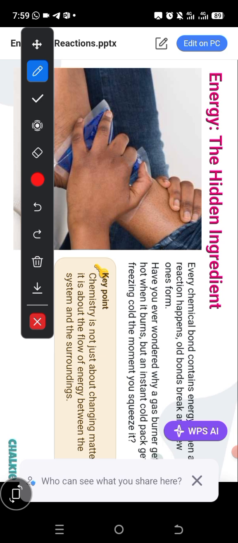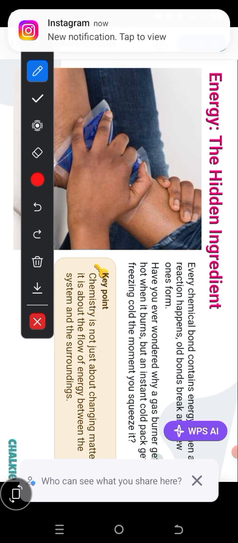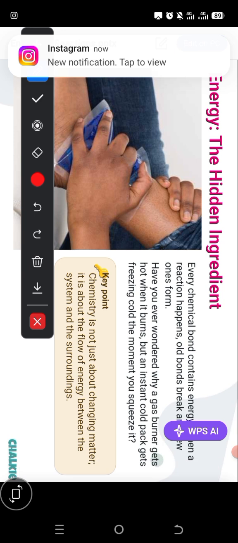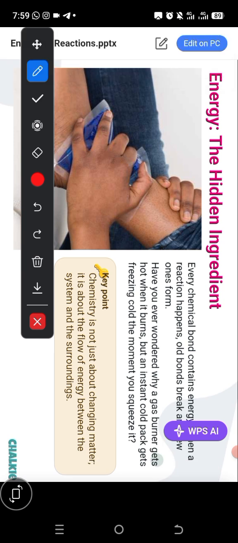Now, have you ever wondered why a gas burner gets hotter when it burns, but an instant cold pack gets freezing cold the moment you squeeze it? So why? This is chemistry. This is talking about endothermic and exothermic reactions.